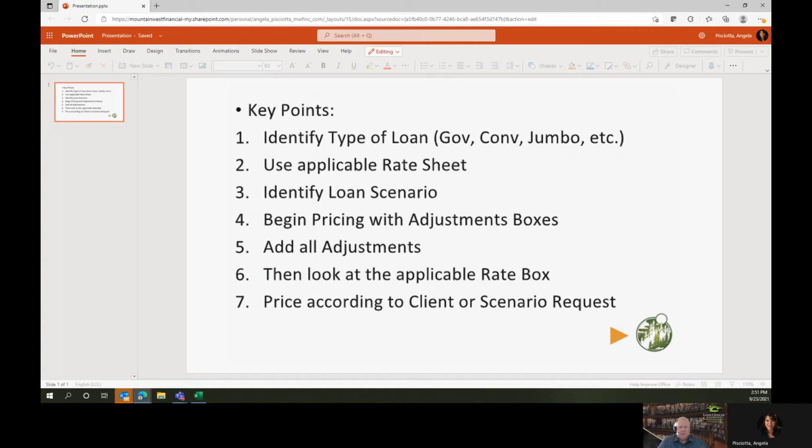Number two, always use the applicable rate sheet. Once you've identified, is it FHA, is it conventional, make sure you're using the right rate sheet. Identify your loan scenario. Again, tying in with the two things we just said above.